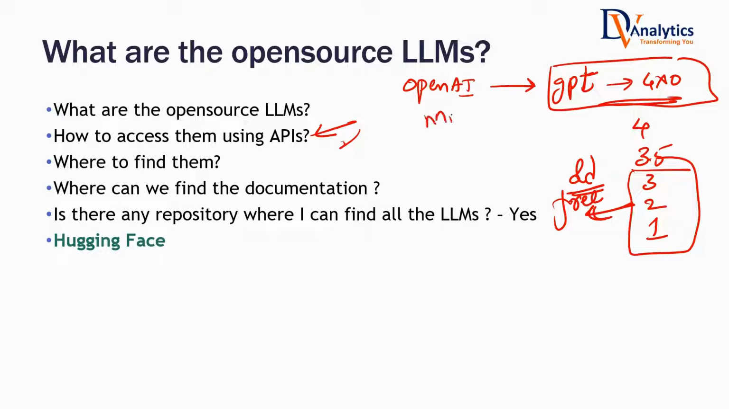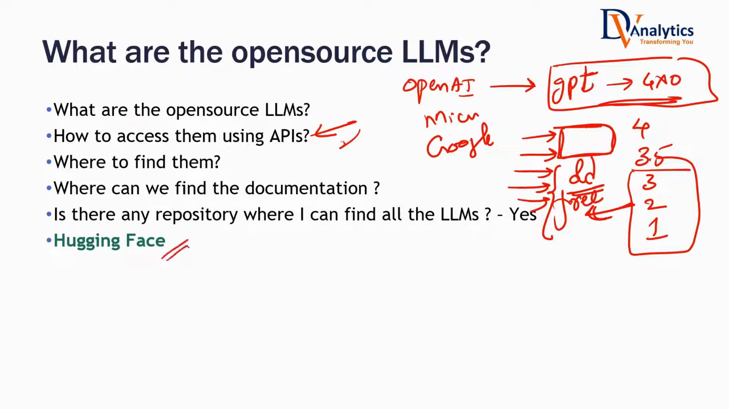Similarly, Microsoft or Google. Let's say right now they are using Gemini. Before that it was Bard. Before that some other model. Now, what if they want to make the old versions open source? Is there a location where all these models are stored? Yes, there is a place called Hugging Face Hub.